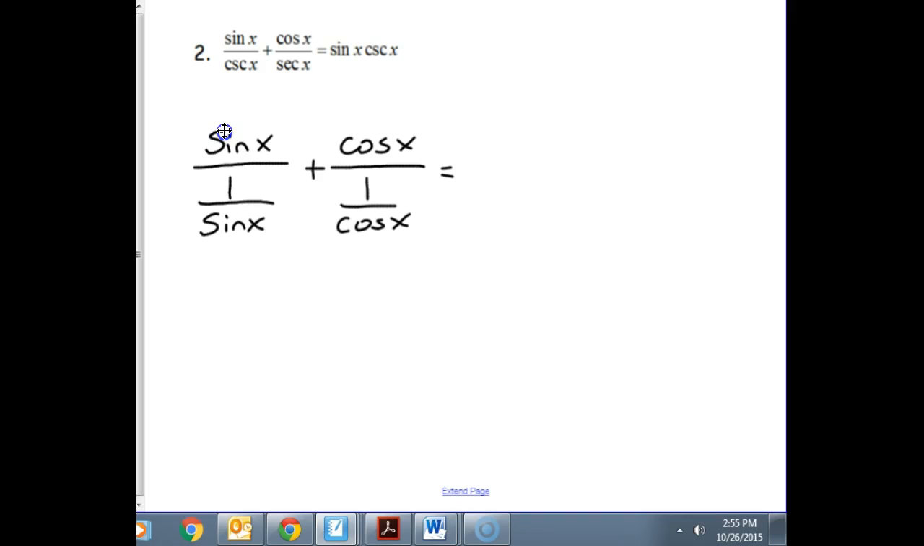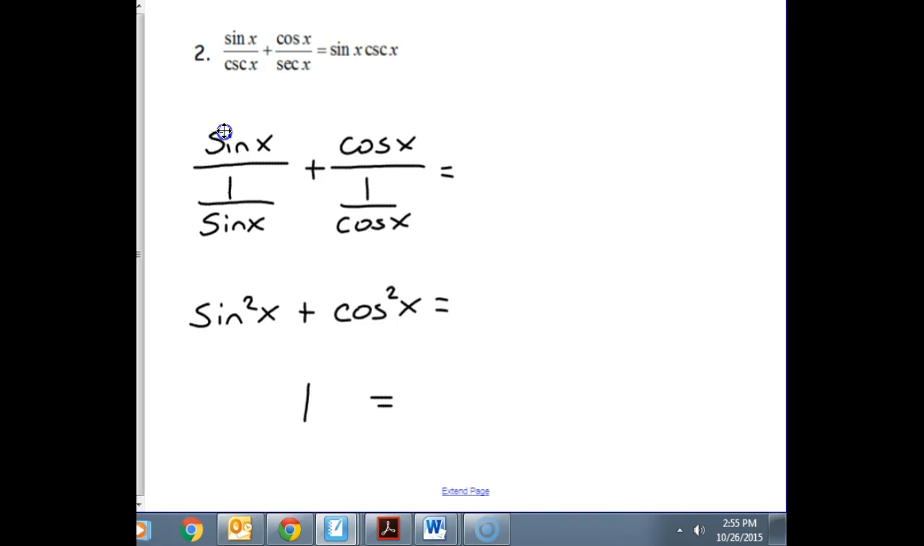Whenever I flip and multiply, the sines multiply together, so that gives me sine squared x plus, same thing happens to cosine, so cosine squared x. Right? Well, I know that this is an identity, which equals 1. Okay? Well, man, I ran out of stuff to do, didn't I?